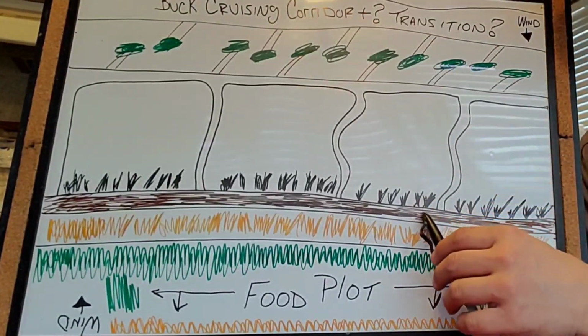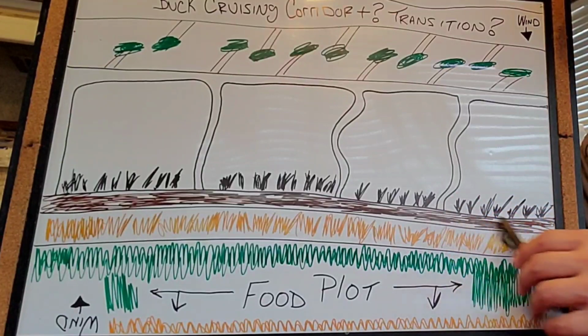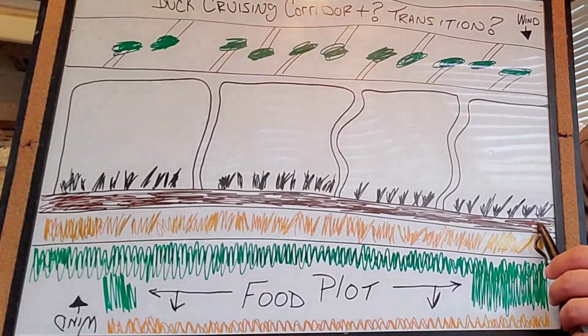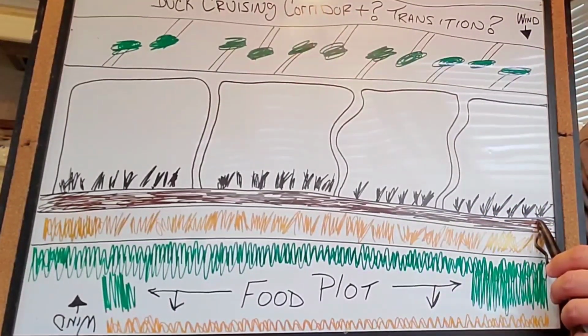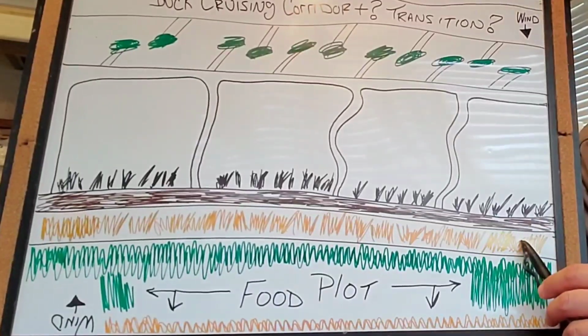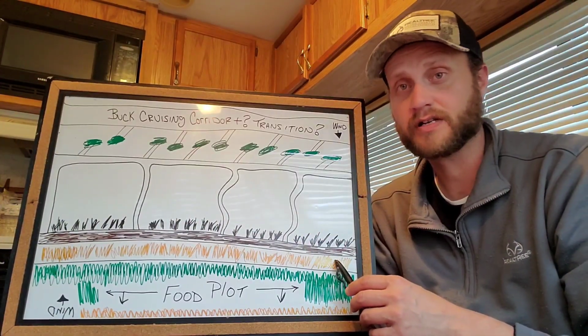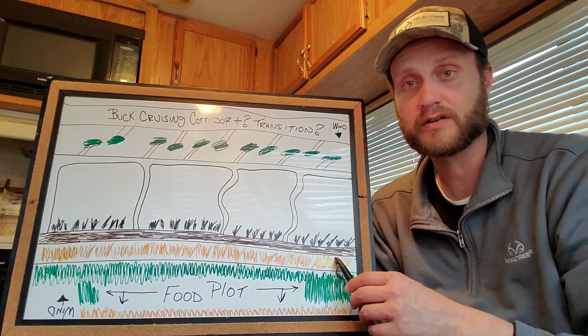He's actually able to use this now and scent check these doe bedding areas. He's not going to expose himself out here in this food plot unless there's screening. So the screening is very crucial. Like I said, it's a huge miss overstepped. I'm just as guilty of it as anybody.